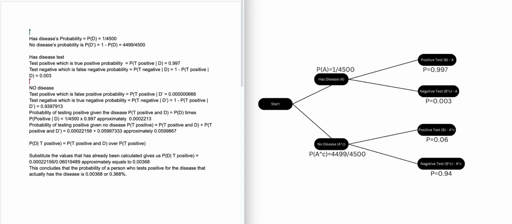And the same thing goes for the bottom side, where if a person does not have the disease, or A to the power of C, the test falsely says positive 6% of the time. The probability of B given A to the power of C equals 0.06, and the negative, which is 94% of the time, is the probability of B to the power of C given A to the power of C, which is 0.94. So, the tree starts with has disease or no disease, then splits again for positive or negative test results.